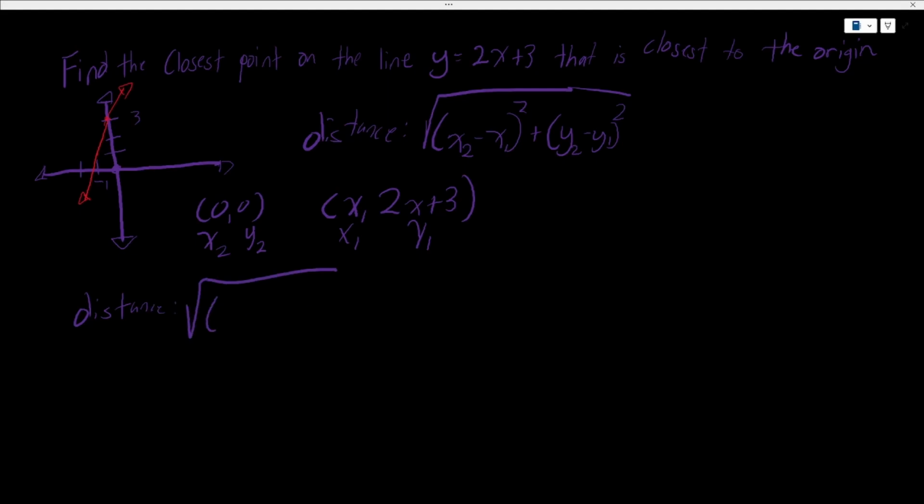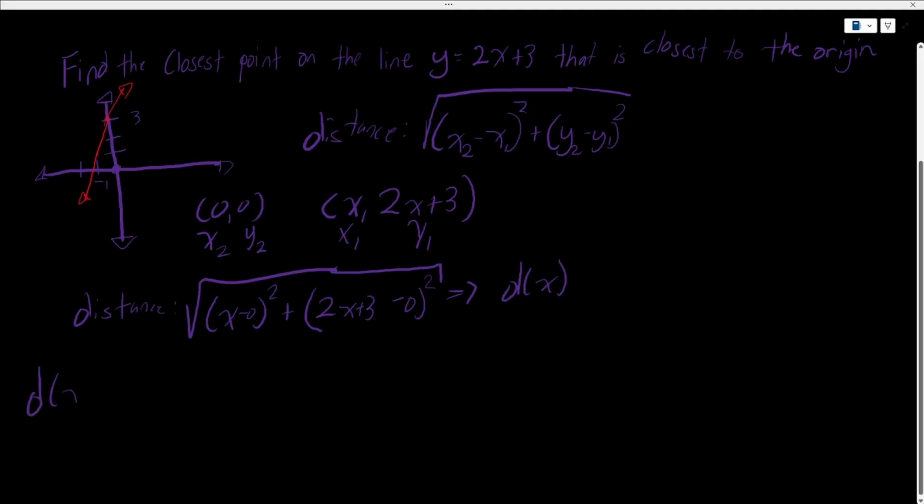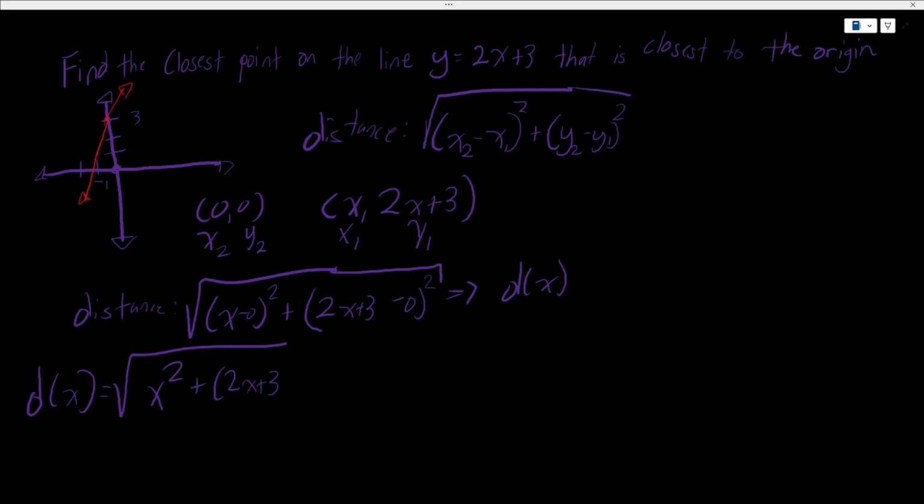We'll have the square root of (x minus 0) squared plus (2x plus 3 minus 0) squared. And now that this expression is in terms of x, we can just call it a function of x. We'll call it d of x. So let's start optimizing our function d of x. We'll do some simplification. So we'll have x squared plus (2x plus 3) squared. This will become x squared plus 4x squared plus 12x plus 9.